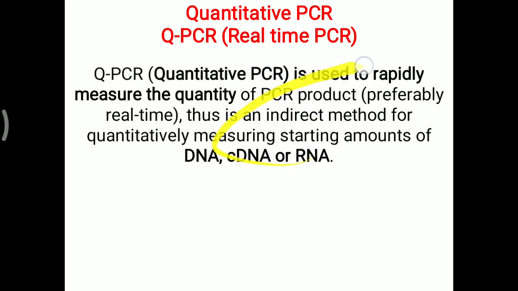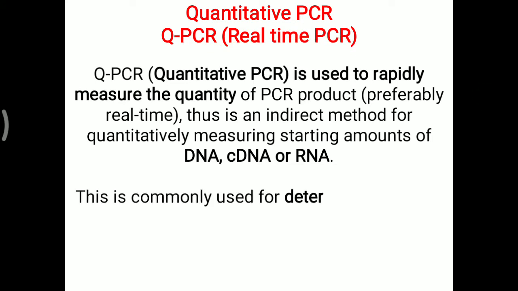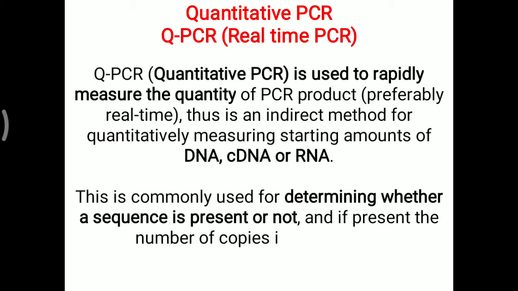Simply, if any sample, blood sample or sputum, is taken, how much viral load or how many particular DNA molecules are present in that sample can be quantitatively measured in this qPCR. This is commonly used for determining whether a sequence is present or not. First, whether that particular infection, viral or bacterial, is present or not can be detected with the help of qPCR or real-time PCR. And if that particular sequence is present, then how many copies are present in the sample can be measured with the help of qPCR.